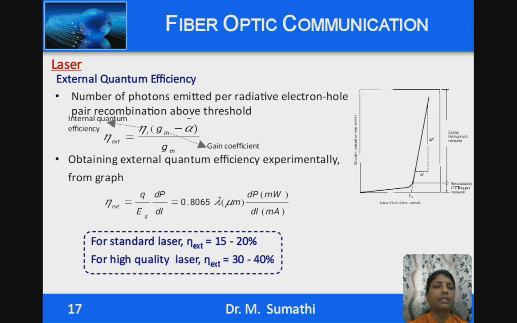Here the external efficiency can be related to the optical power output and the current in the laser diode. So external efficiency is Q by Eg into dP by di. For a standard laser, the external efficiency is around 15 to 20%, and for a high quality laser it is around 30 to 40%.